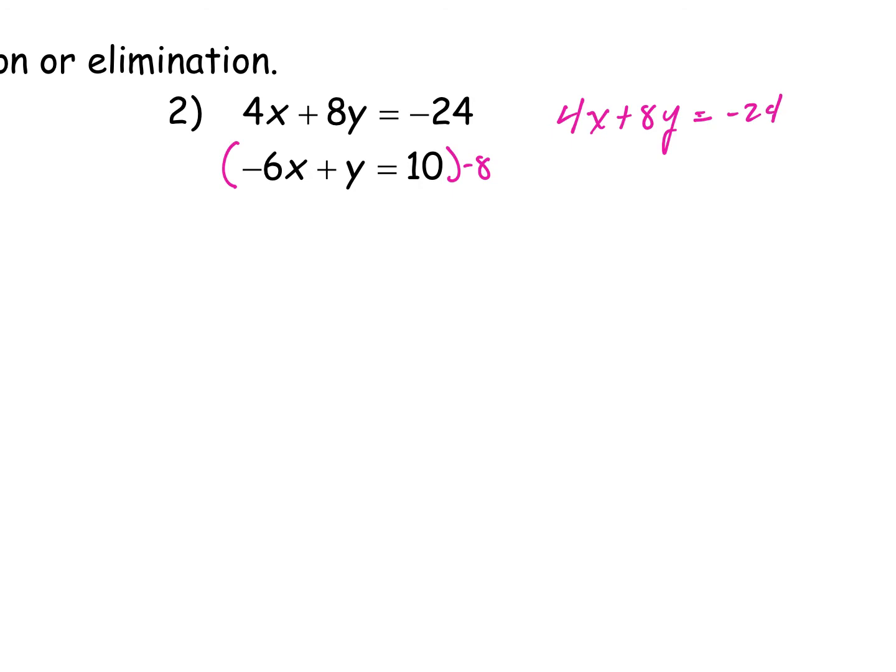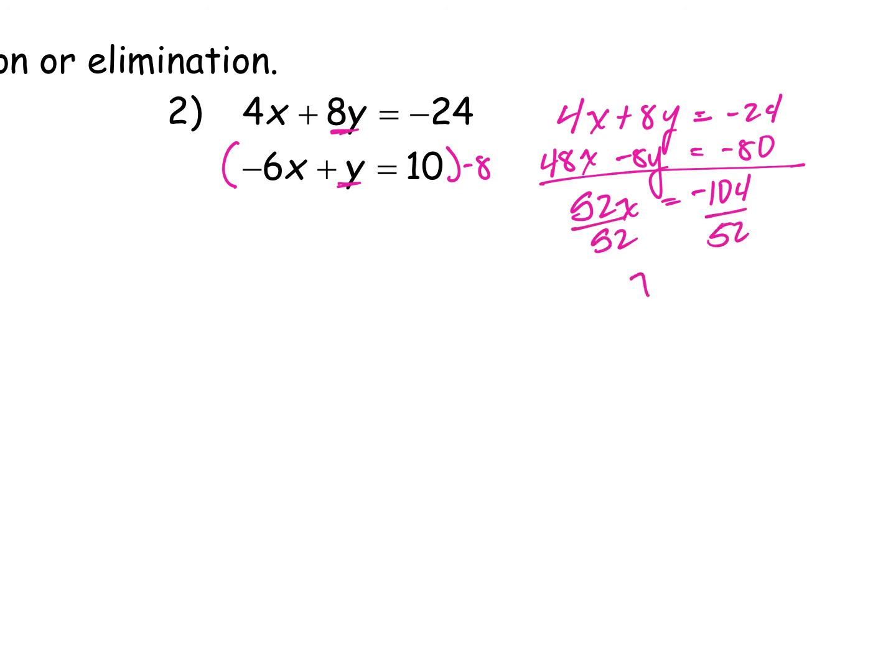You didn't get rid of the y. Yeah, because this is 8y here, and this is y. So if I multiply by negative 8, negative 8 times y will give me negative 8y. Right? So then I get 48x minus 8y equals negative 80. So I get 52x equals negative 104. Divide by 52. x equals negative 2.